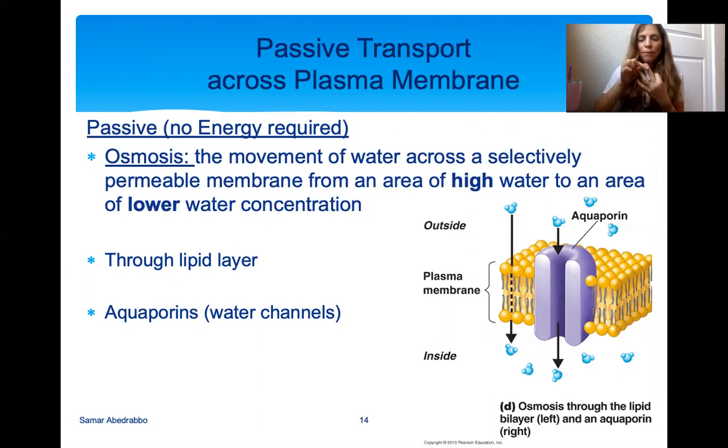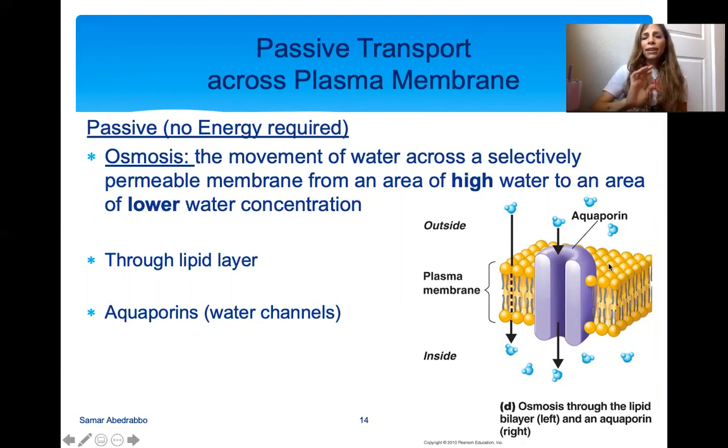And now the last type of passive transport I'm going to talk about is osmosis. Osmosis is just the movement of water across a cell membrane, where water goes from high concentration to low concentration. And remember, this requires no energy, so it's not a form of active transport. It's still passive transport. And water can move through the cell membrane either through simple diffusion or through facilitated diffusion using aquaporins. Aquaporins are just cell membrane proteins that let water through.